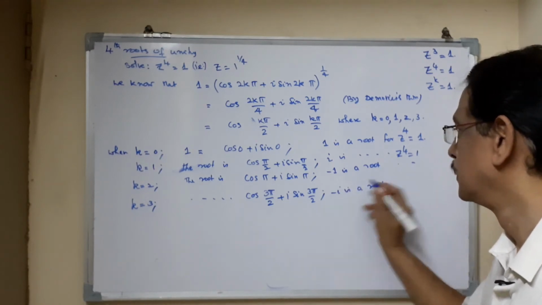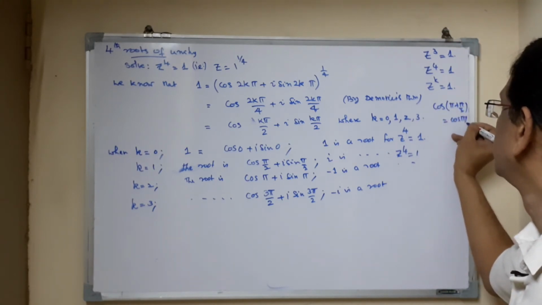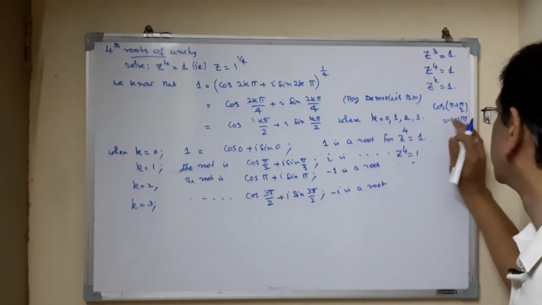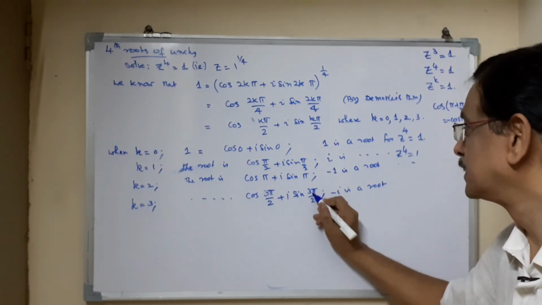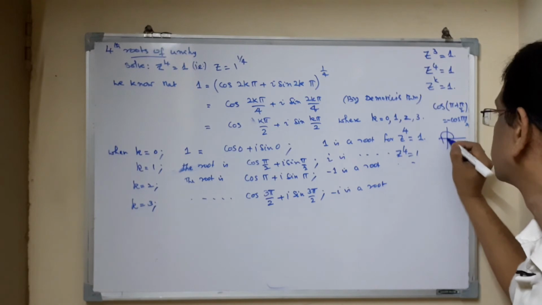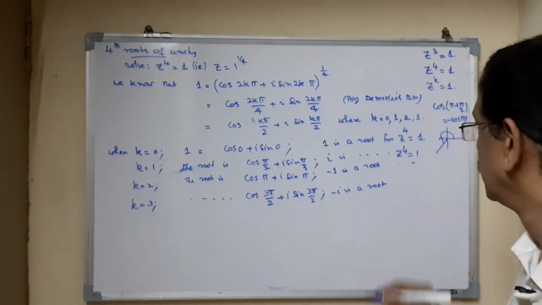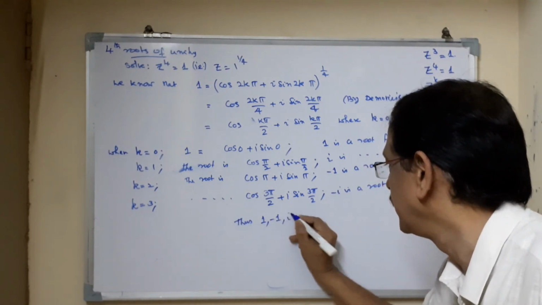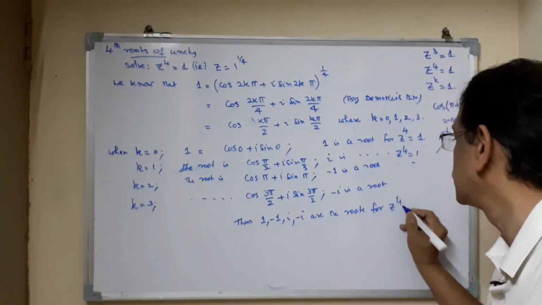How? Let us see. What is cos 3 pi by 2? Cos 3 pi by 2 can be written as cos of pi plus pi by 2, which is cos pi by 2, in the third quadrant, negative. Whether it is positive or negative, cos pi by 2 is 0. So this becomes 0, and this becomes 1. But sin 3 pi by 2 means sin of pi plus pi by 2, and sin is negative in the third quadrant. So you will get negative i. Thus 1, minus 1, i, minus i are the roots for the equation z power 4 equal to 1.